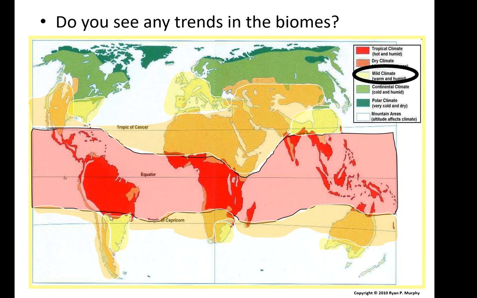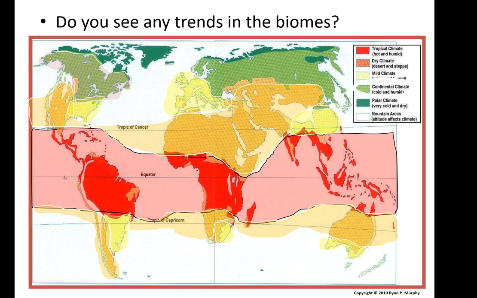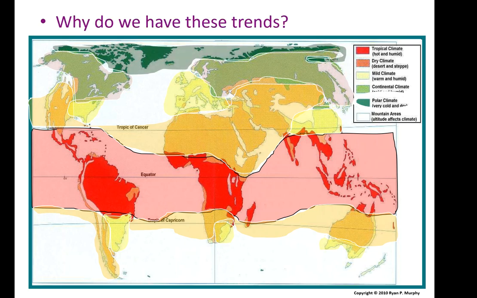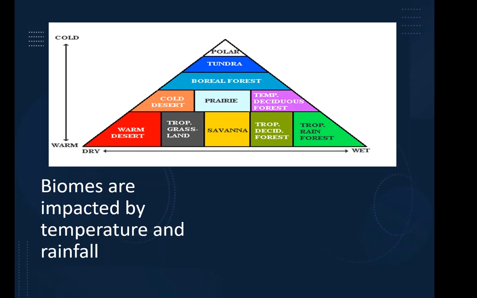Moving further away from the equator, that's where we're going to find our more mild climates. Continue on all the way for our polar climates. And then finally, some of our mountainous areas at the very top and bottom of our Earth's surface. So how are biomes impacted? Well, they're impacted by temperature and rainfall.